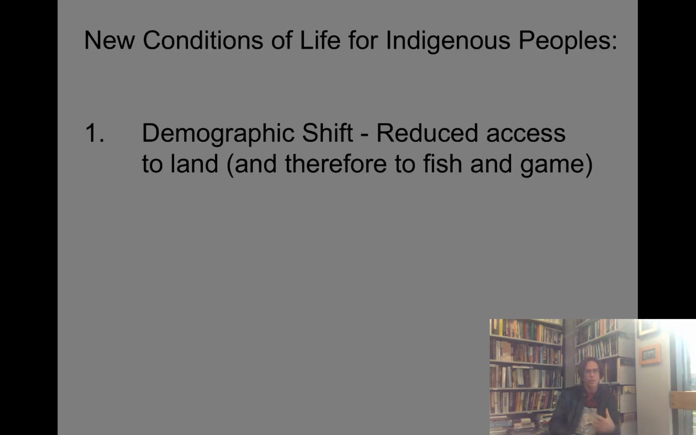So I want to shift gears completely here and talk about Indigenous peoples in this same time period and talk about some of the significant shifts they're encountering at this time. We can talk about two in particular as being particularly important. First of these is the demographic shift.